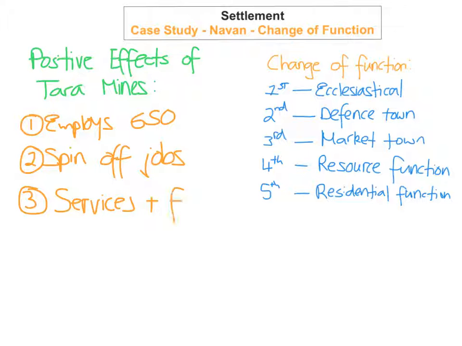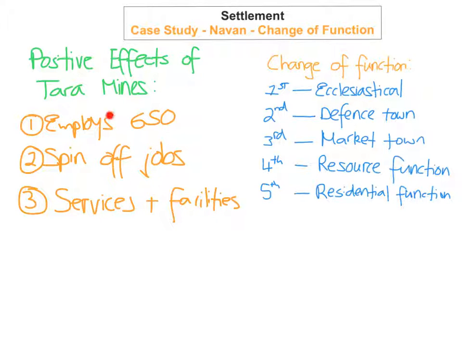The third positive effect of Tara Mines being found in Navan was that the services and facilities of the area greatly improved. Because there are more people in the area, more money will be spent to make services and facilities better. Plus, because there are a lot of jobs, they need to improve the transport links for people trying to get to work, but also for when they're trying to export all the goods such as the lead and the zinc out of Tara Mines. So transport links within Navan become much better, and all-round services and facilities improve in the town of Navan.